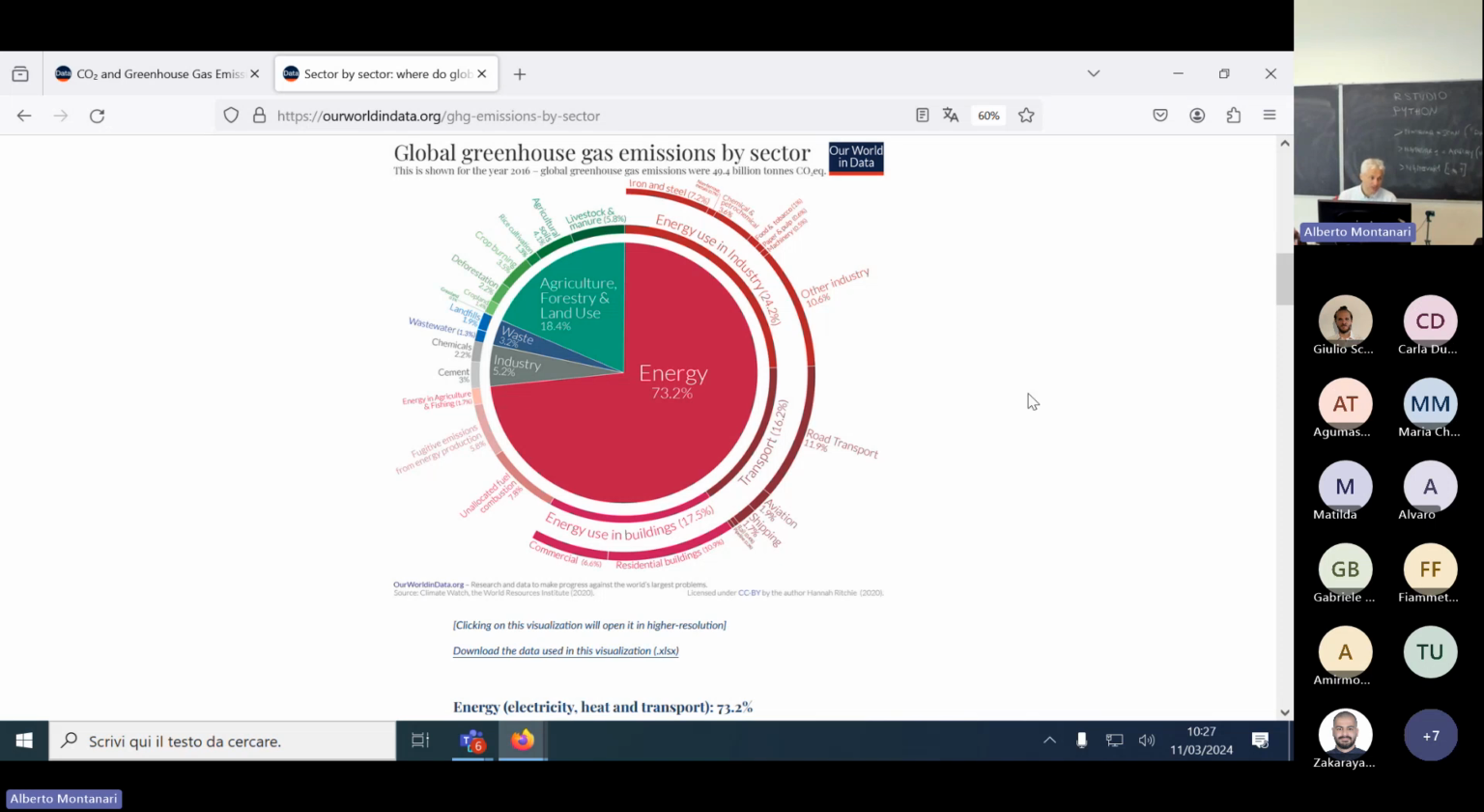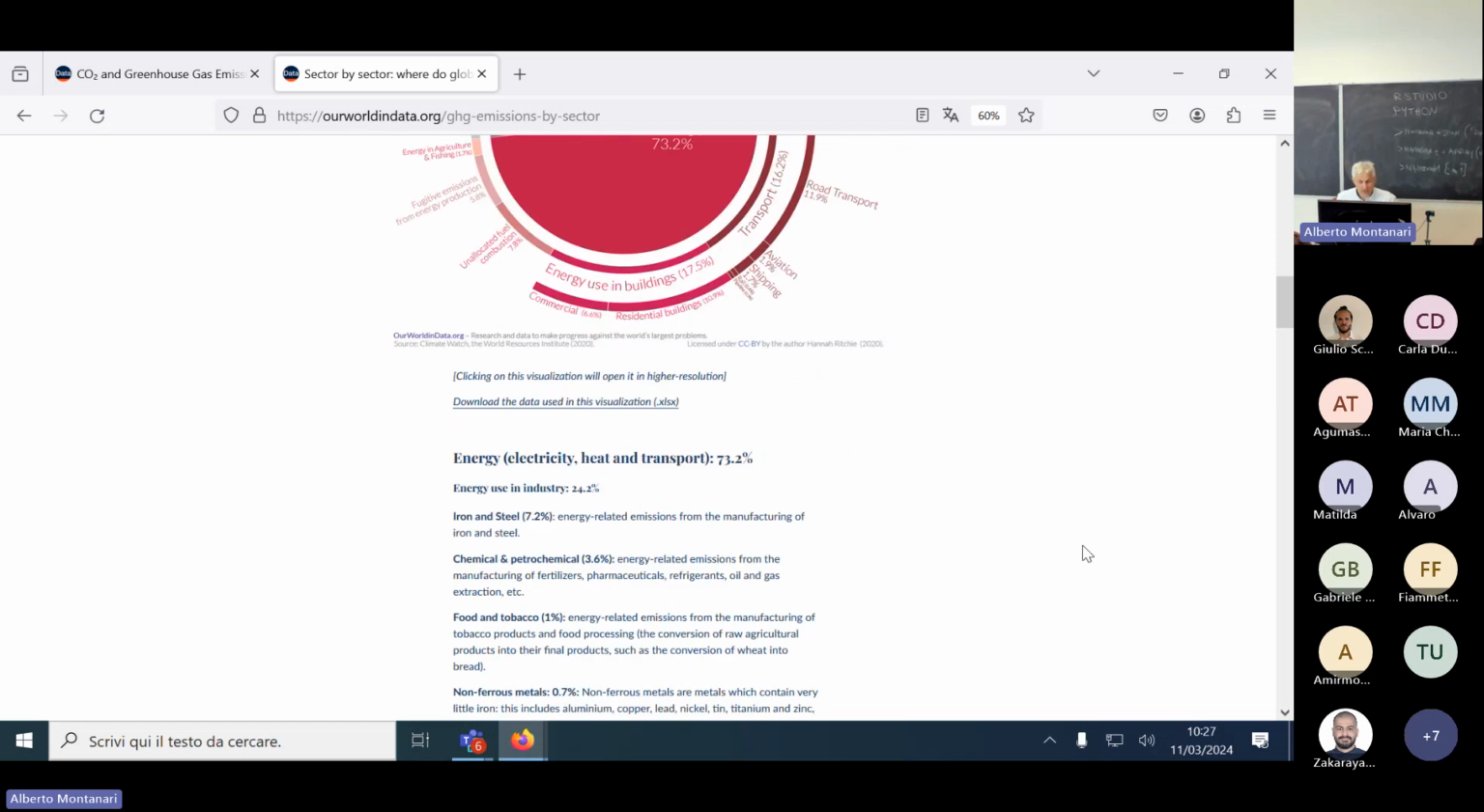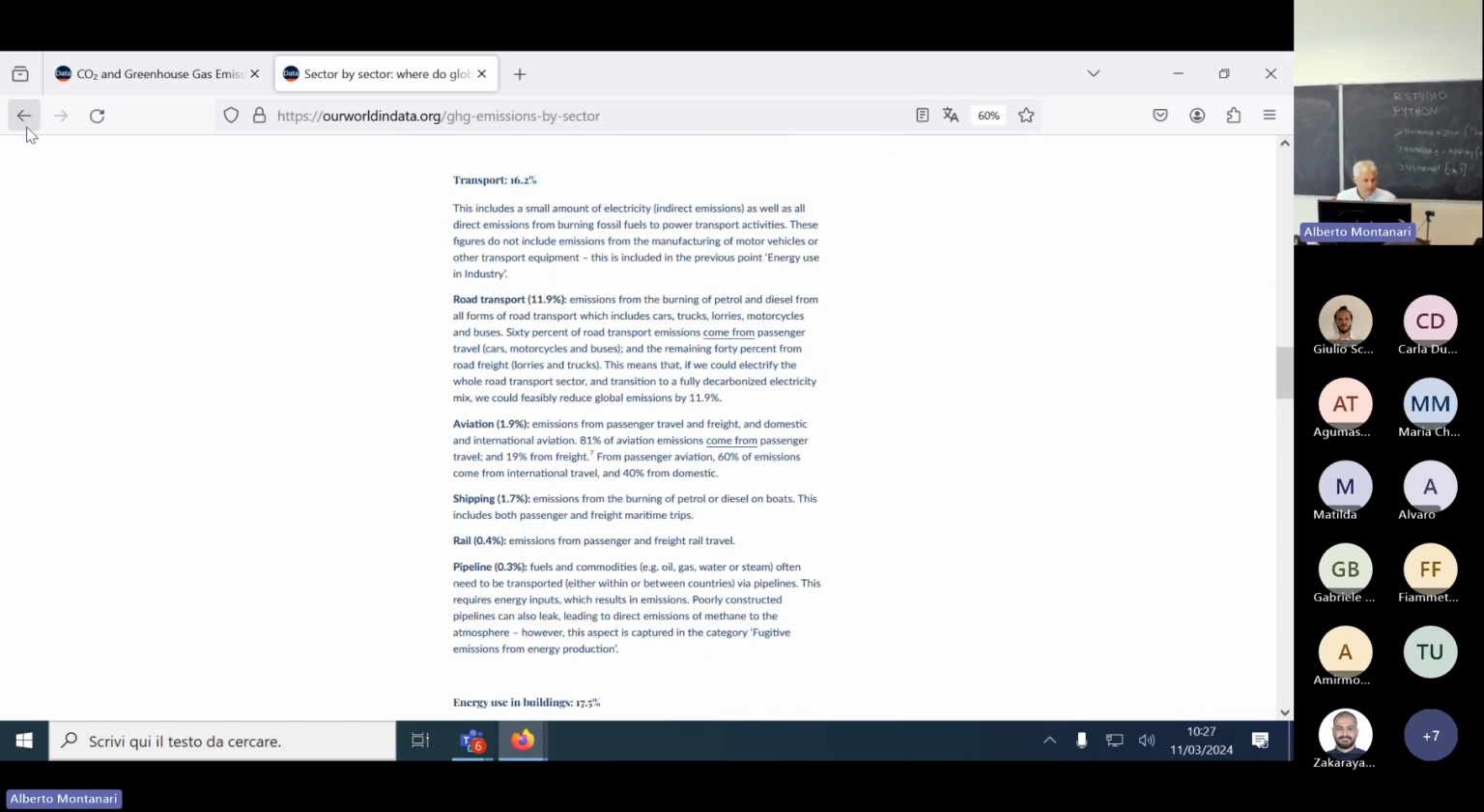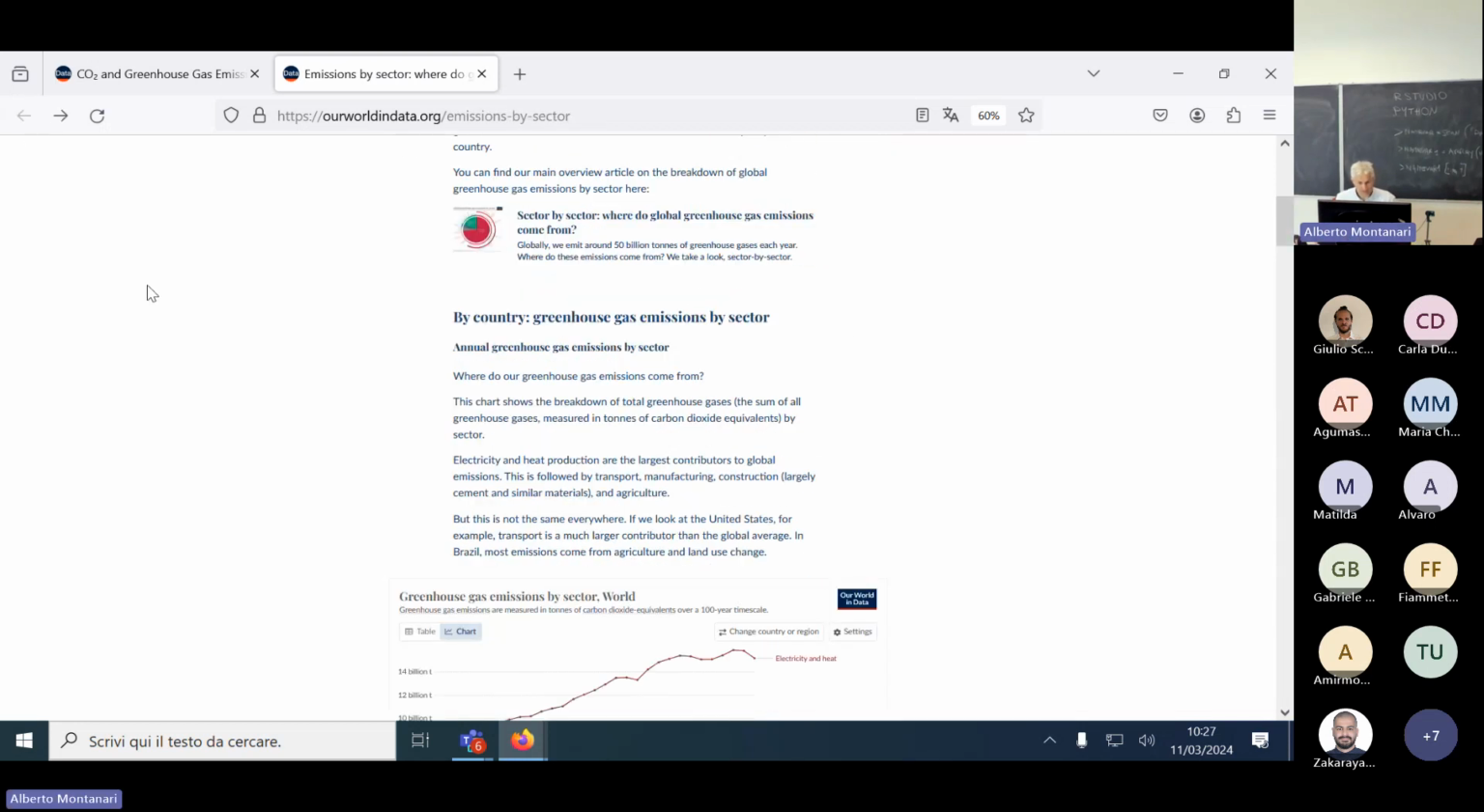We will see electricity then. I think it is somewhere here. Let me see. Energy used in industry. Let me just, aviation, shipping. I don't think there is electricity here, because it is divided by sector, not by type of energy production, okay? So energy is really the great emitter.